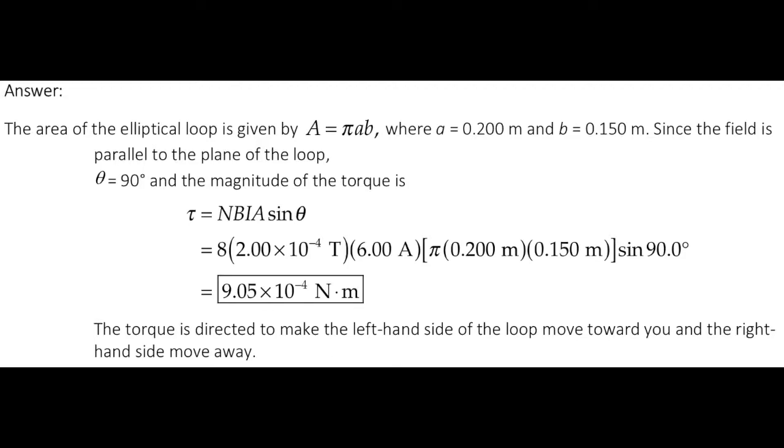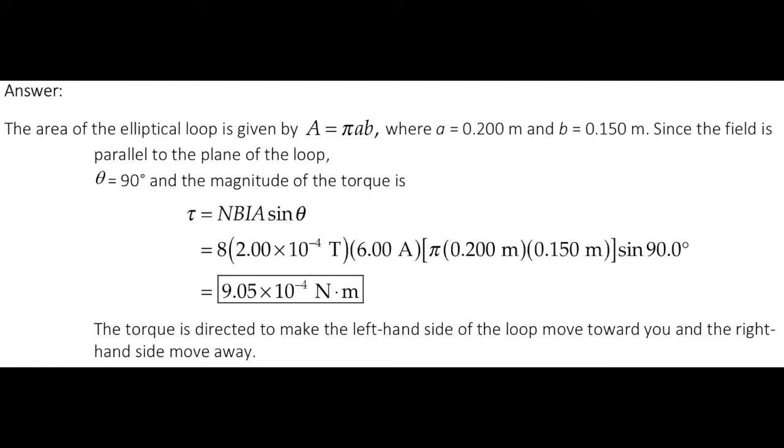So take the leftmost point on the loop. I would hold my right hand in front of me, my thumb would point upwards, and my index finger would point to the left, because that's the magnetic field. You see that the force is going to be pointing towards you. And that makes sense. So then, therefore, the left side of that loop is going to move towards us.